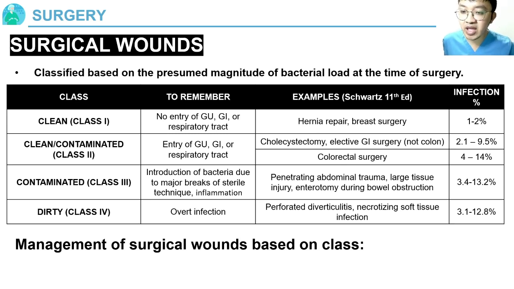You have your class 3 contaminated, which again, there's injury, but there's already significant contamination and spillage, introduction of bacteria due to major breaks of sterile technique or inflammation, such as in penetrating abdominal trauma, large tissue injury, or enterotomy during bowel obstruction. So, class 3 contaminated. For class 4, there's already overt infection such as perforated diverticulitis and necrotizing soft tissue infection. So again, I think you just need to understand and try to give examples for you to memorize the surgical wounds.